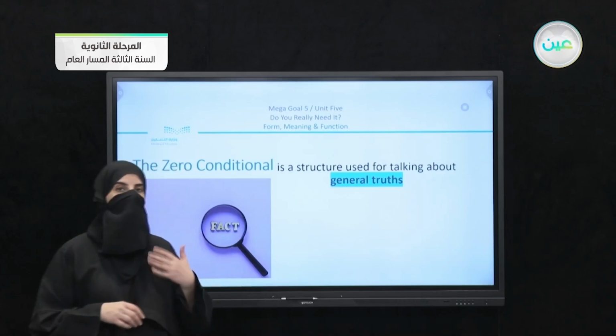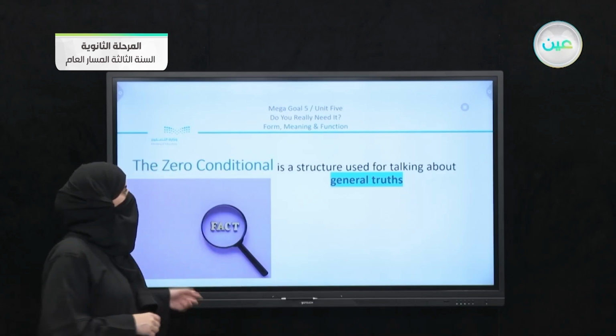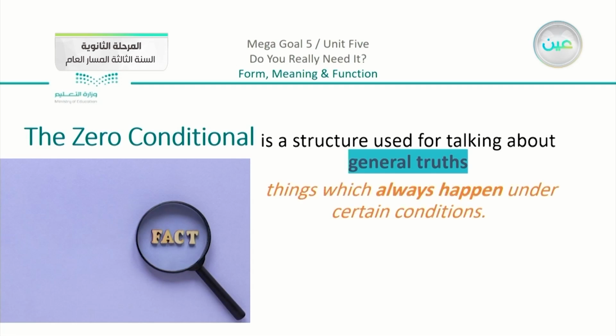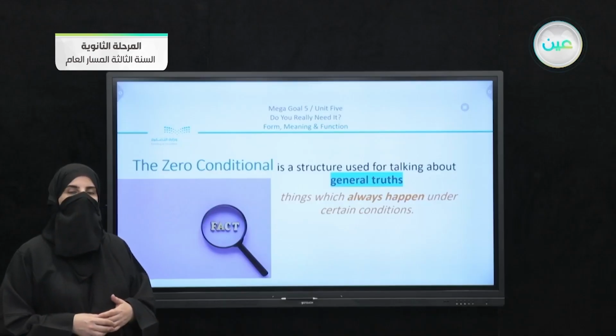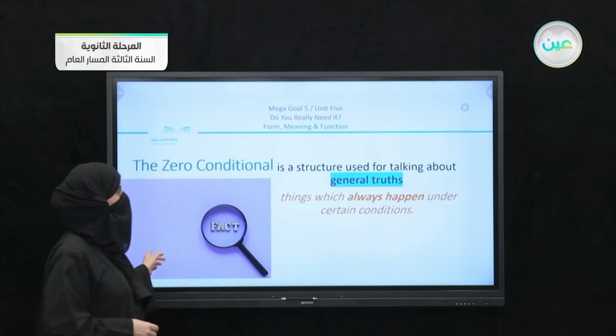Now this is something that we can just put in mind here. We are talking about general truths or facts in general. Things which always happen under certain conditions. So when you say the sun rises, the moon appears at night, these are general truths, these are facts. So as we deal with these general truths, when I use them with if, there is zero possibility for anything else to happen.